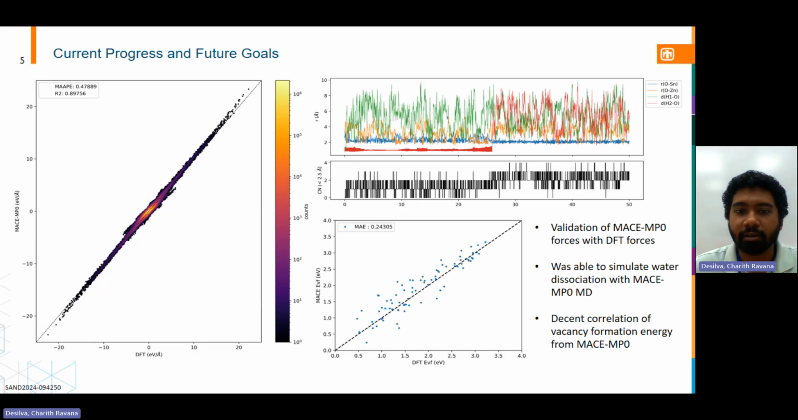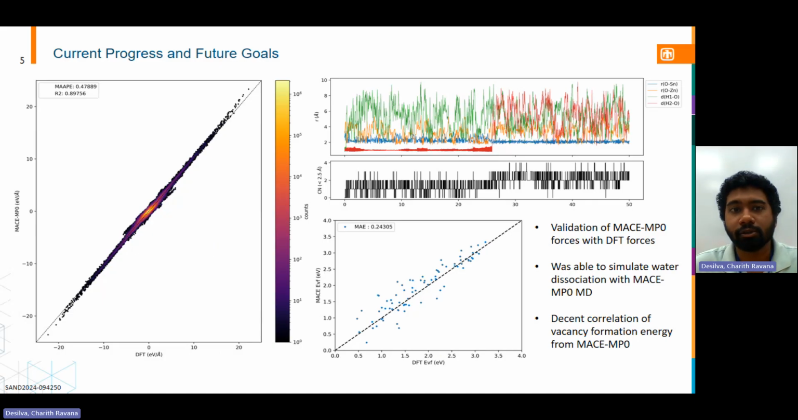We've also calculated the vacancy formation energy of a variety of sites in our high entropy nitrides and done a parity plot of MACE-MP-0 and DFT vacancy formation energies. And we've also found a pretty good correlation between MACE-MP-0 and DFT in our high entropy nitrides. So this is a good start.